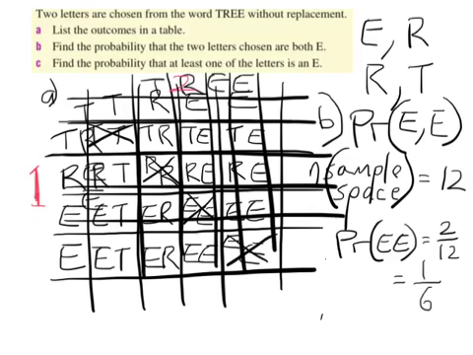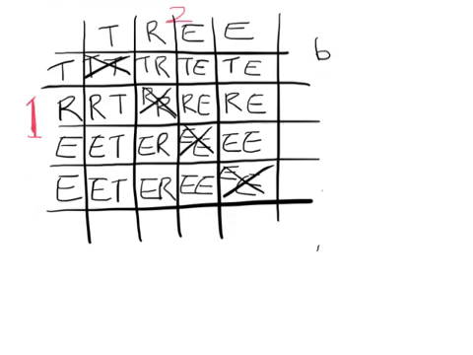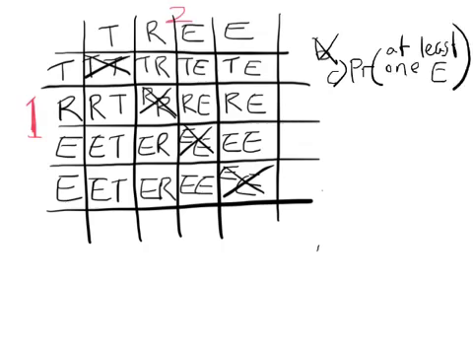Okay, I'm going to make a new slide for part C. So here we have our table, and for part C, not part B, the question has asked us what is the probability of getting at least 1 E. So we write that as the probability of at least 1 E, like so.